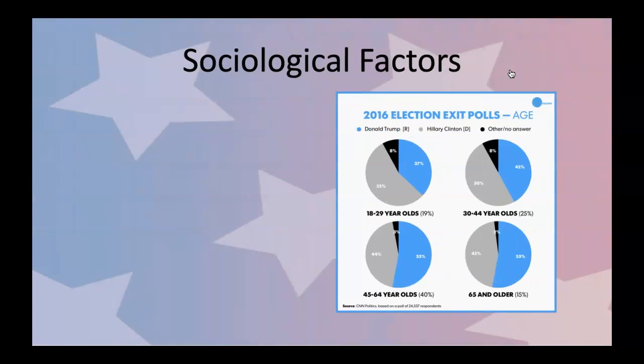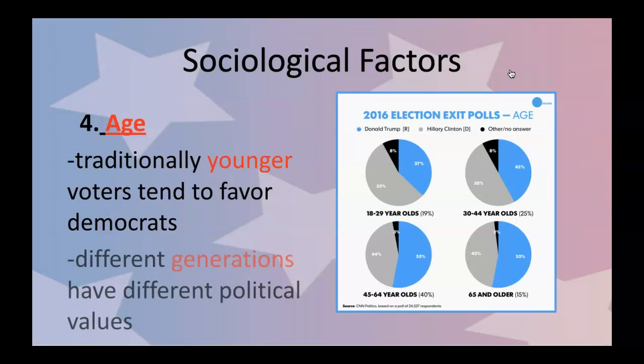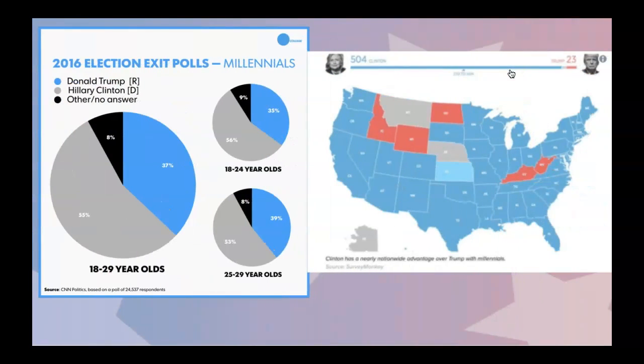Here are some other things to keep in mind in terms of sociological makeup. Age. Traditionally, younger voters tend to favor Democrats, and middle-aged and older voters tend to favor Republicans. I think the main reason why this might be true is that a lot of people can see different values. If you remember the generations video that we watched earlier in the year, we talked about the different values and morals that different generations have based on different events. And when you look at this chart and this map, you can see how people voted across the country in terms of young people between the ages of 18 to 29 and how their vote went.